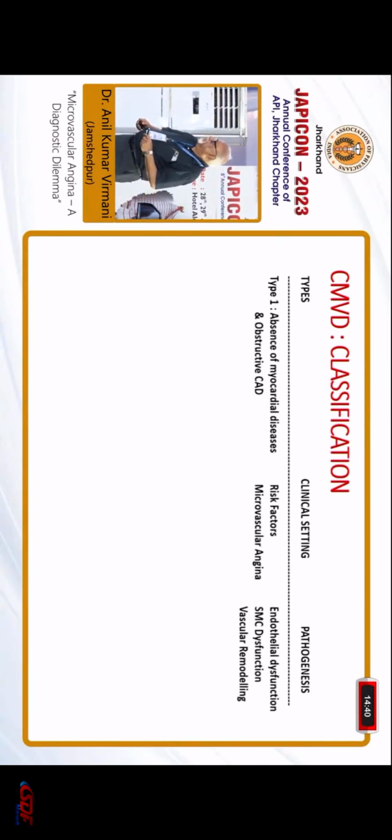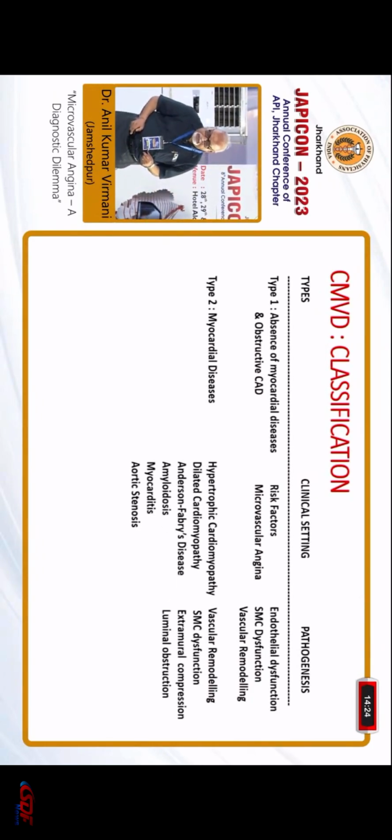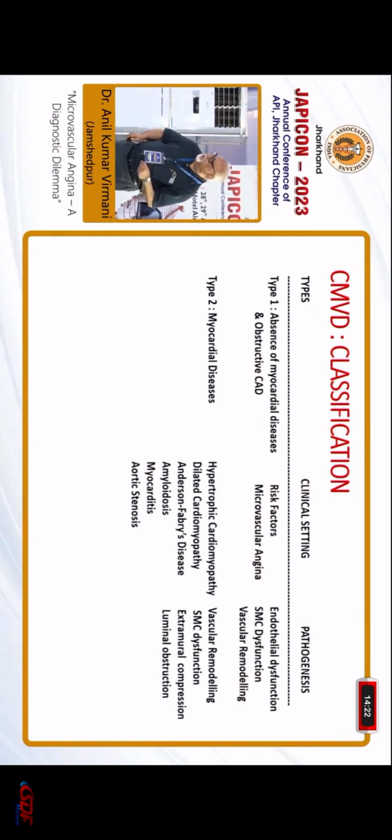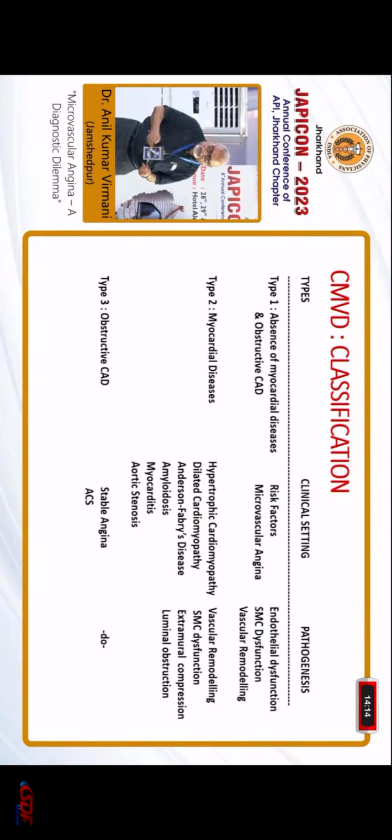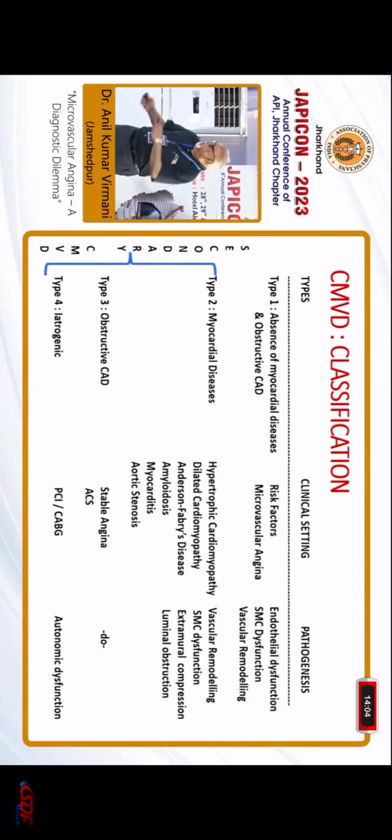Classification: type 1, absence of myocardial diseases and obstructive coronary artery disease, that is true microvascular dysfunction. Risk factors: microvascular angina, pathophysiology, basically endothelial dysfunction and smooth muscle cell dysfunction. Then we have those associated with common myocardial diseases like hypertrophic cardiomyopathies, dilated cardiomyopathy, amyloidosis, etc. And then we have the classical obstructive CAD, and then we have iatrogenic, maybe after PCI or CABG. The first one, type 1, is primary, and these are secondary.